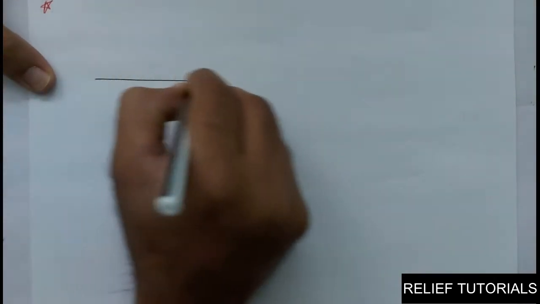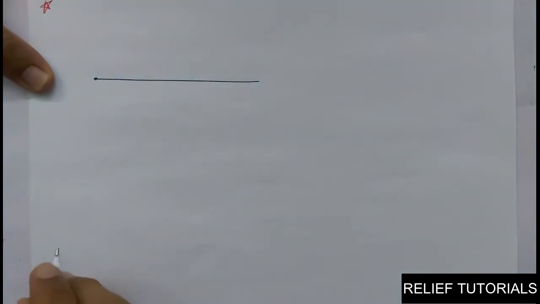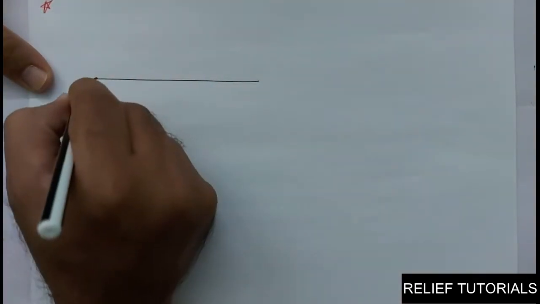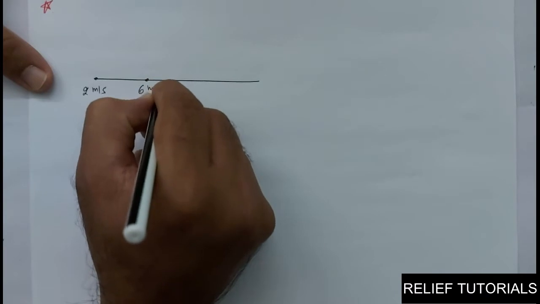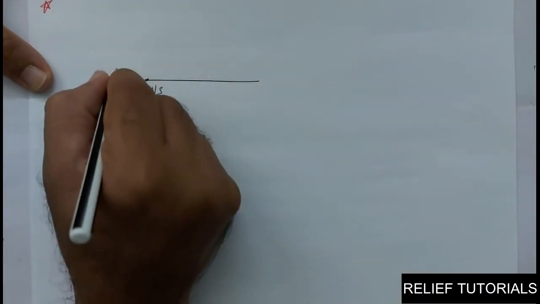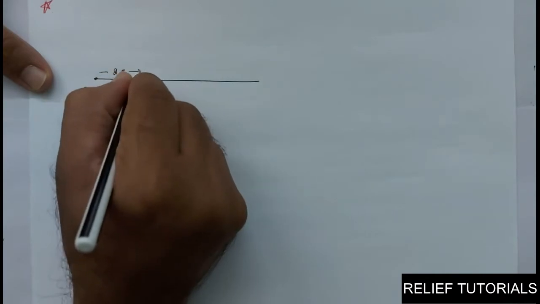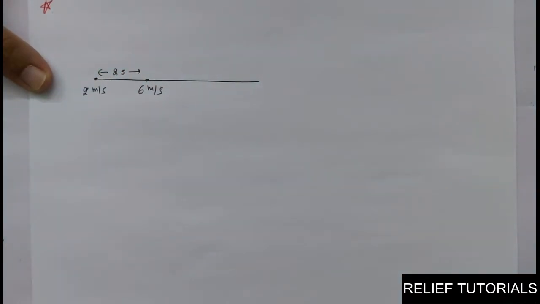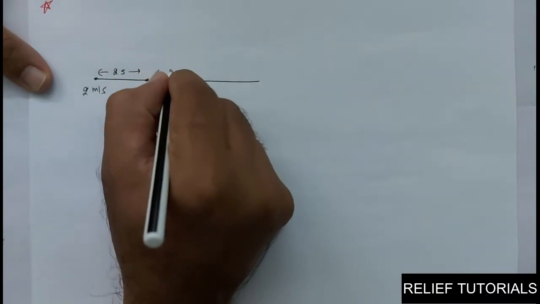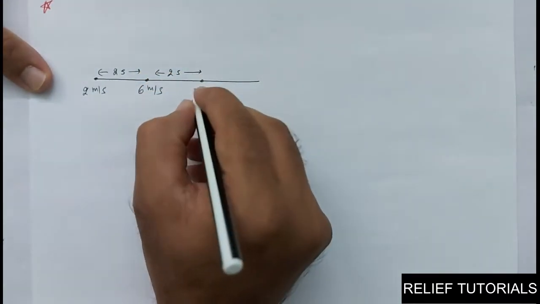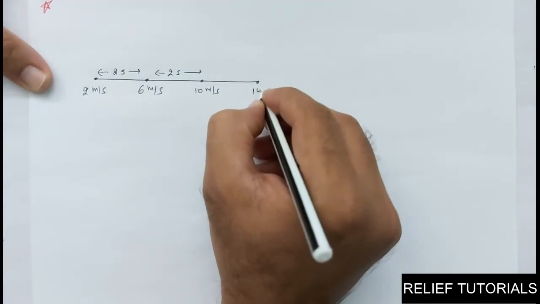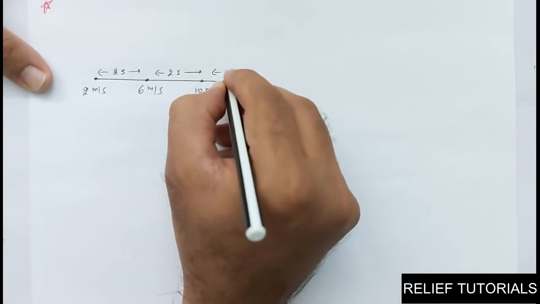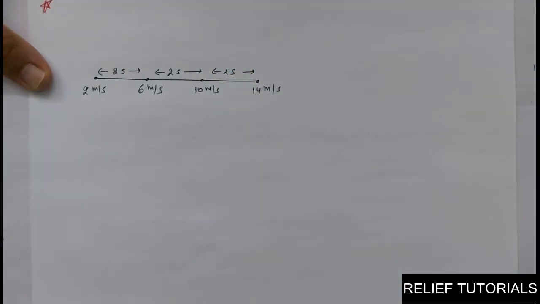Consider this is a straight path. Here the velocity of one of the particles is 2 meter per second. Here the velocity is 6 meter per second. Time required to travel this distance is 2 seconds. One more 2 seconds passed and the velocity now becomes 10 meter per second. And here the velocity is 14 meter per second after again 2 seconds. So we have different observations here.